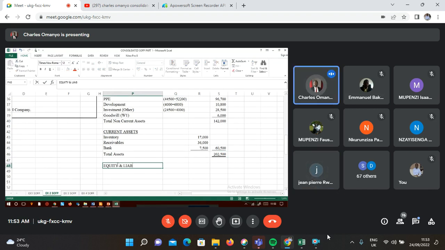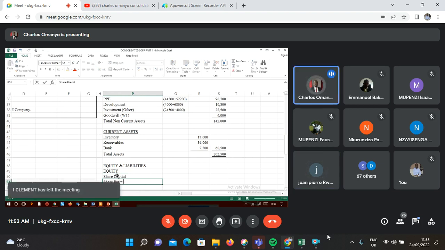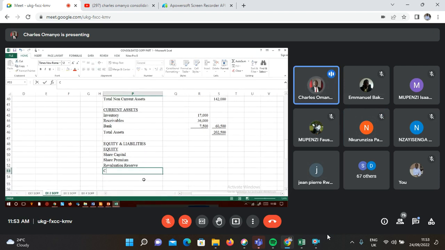We next go to equity and liabilities. We start with equity. We had share capital. There was share premium. What else? There was revaluation surplus, or reserve. Whatever was used is what you use there. And then there is consolidated retained earnings, which is working 2.